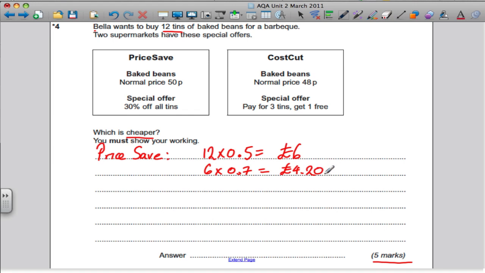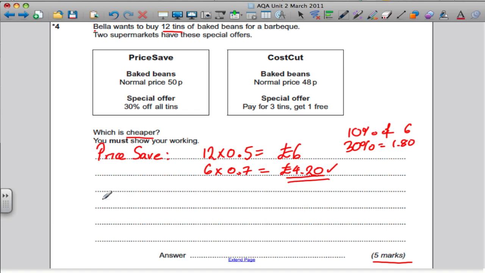If that's not clear to you, you could work out 10% of £6, which is 60p. So 30% must equal £1.80, and then do £6 subtract £1.80 to get £4.20. So to buy 12 tins would cost her £4.20.